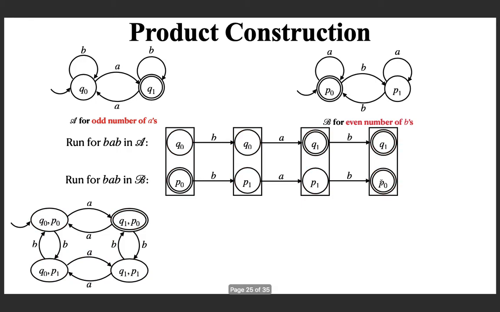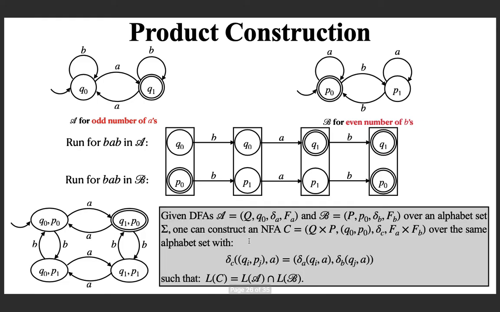So we have constructed a product automaton. It tells us that given two DFAs, A and B, we can construct an automaton which is the product of A and B, such that the product automaton accepts the intersection of the languages accepted by the given automata A and B. And now we can formalize.